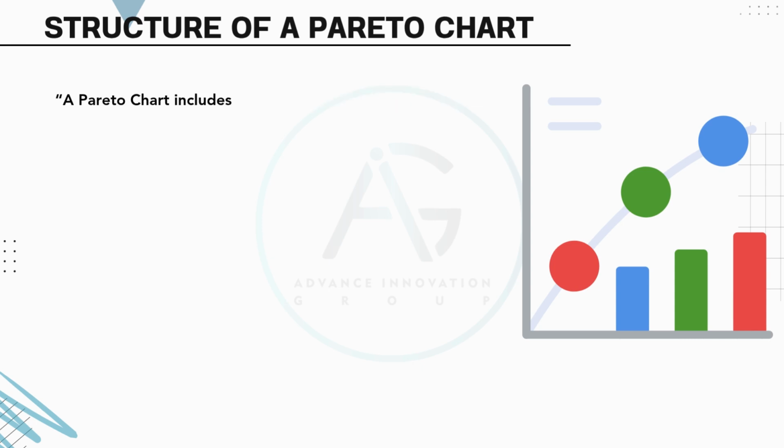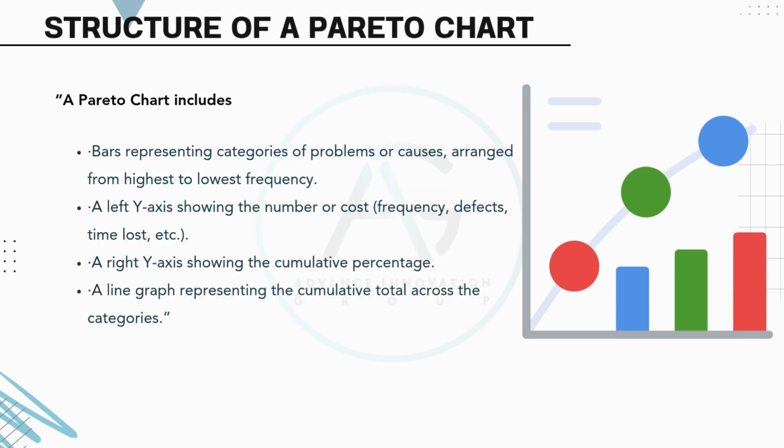Structure of a Pareto chart. A Pareto chart includes bars representing categories of problems or causes, arranged from highest to lowest frequency. A left y-axis showing the number or cost, frequency, defects, time lost, etc. A right y-axis showing the cumulative percentage. A line graph representing the cumulative total across the categories.